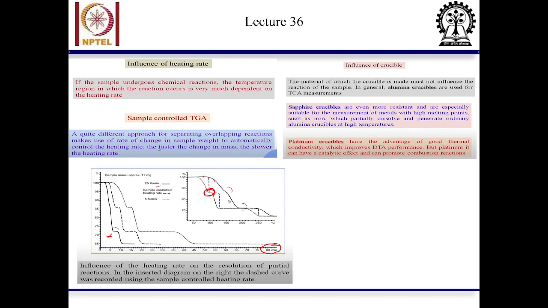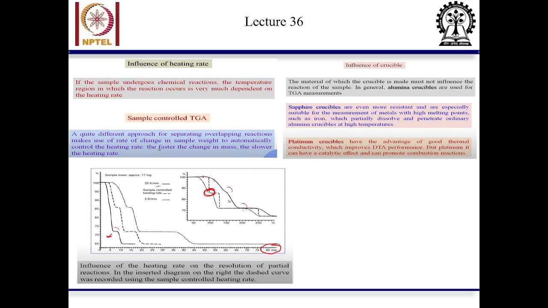So this is the sample control heating rate. But if you go very slow, it is time consuming. So you have to optimize the control heating rate, where you can see what processes are happening clearly, and that is our motive.